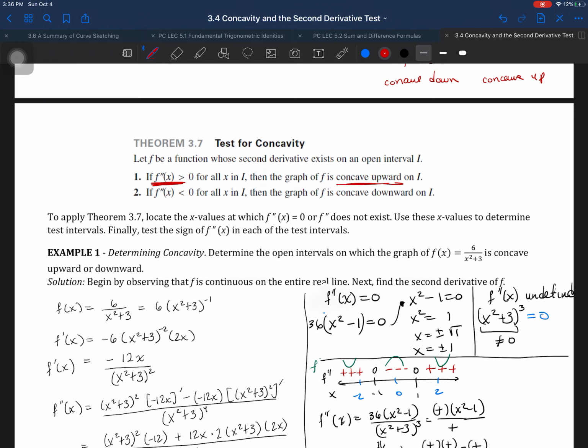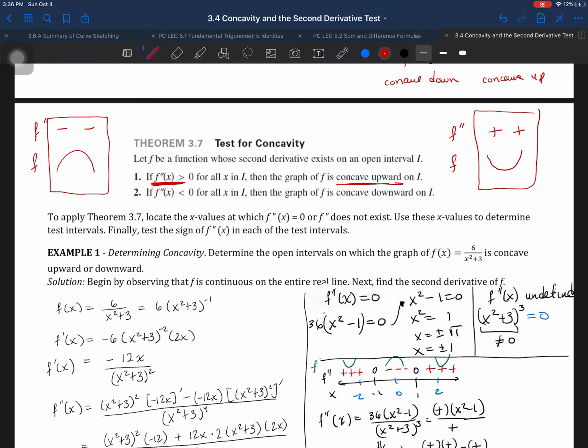Another way we can think about it is, your second derivative is positive, your function is concave up. If you guys notice, what does this look like? Like a happy face, right? Let's see if that makes sense for the other one. If the second derivative is negative, then your original function will be concave downward. What does that look like? Like a sad face, right? So positive second derivative, happy face, concave up. Negative double derivative means concave downward, sad face.